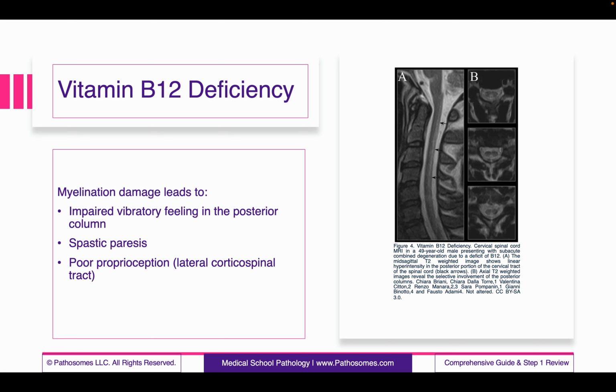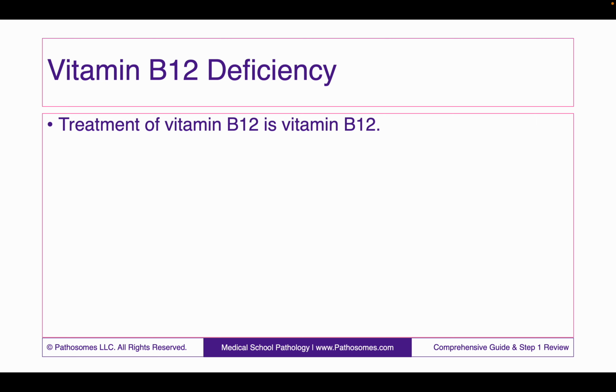And would you look at that? We have an MRI, T2 weighted image there to the right. Myelination damage leads to impaired vibratory feeling in the posterior column, spastic paresis, and poor proprioception due to impact of the lateral corticospinal tract. Fortunately, treatment of vitamin B12 deficiency is vitamin B12.